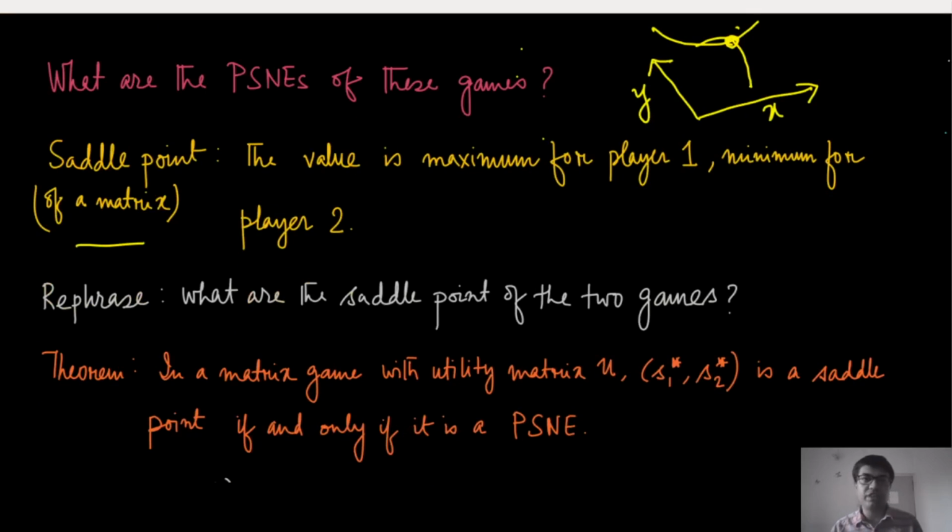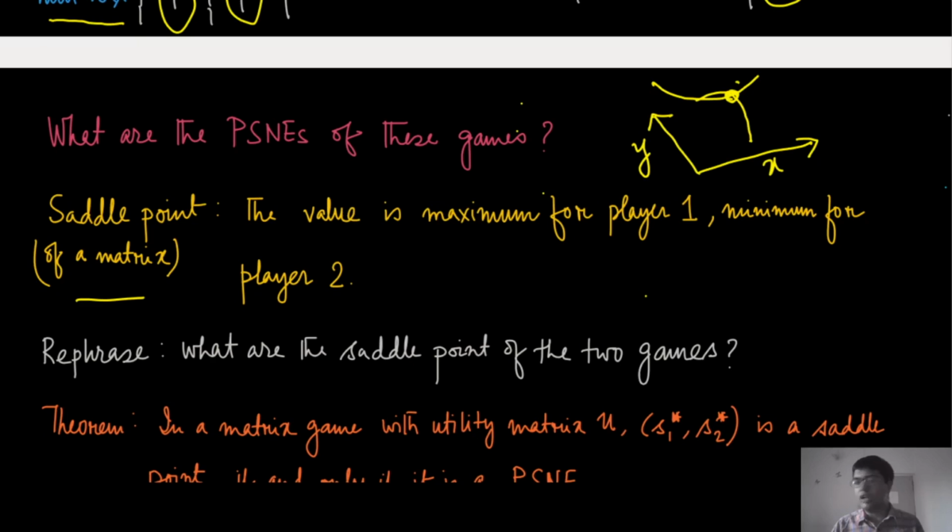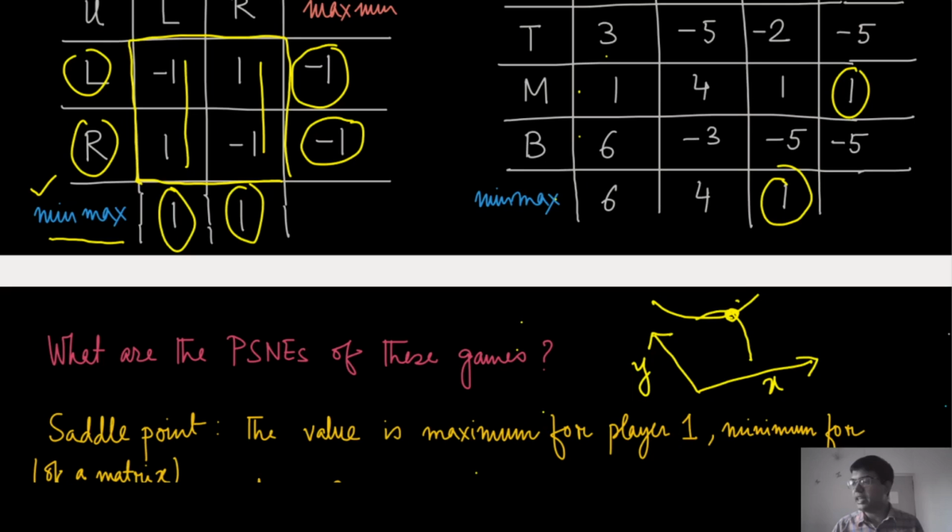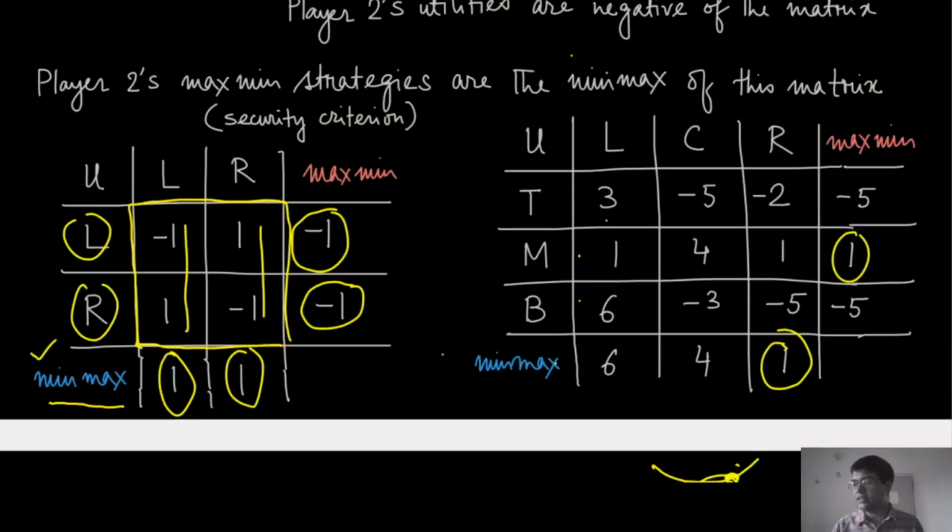Now, if I want to rephrase the previous question of finding the PSNE, what we are going to ask is: what is the saddle point of these 2 games? If you have answered the previous question of PSNE correctly, you can see already that game 1, the penalty shootout game, does not have a saddle point. Why? Let's consider one point. This is of course the column maxima, but that is not a row minima. In order to become a saddle point, it has to be simultaneously a column maxima and a row minima.